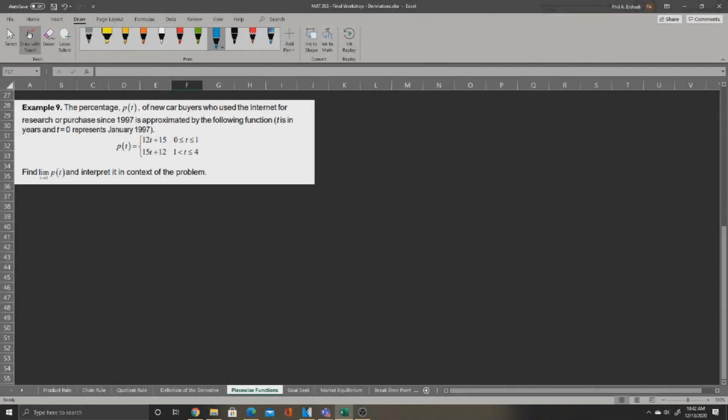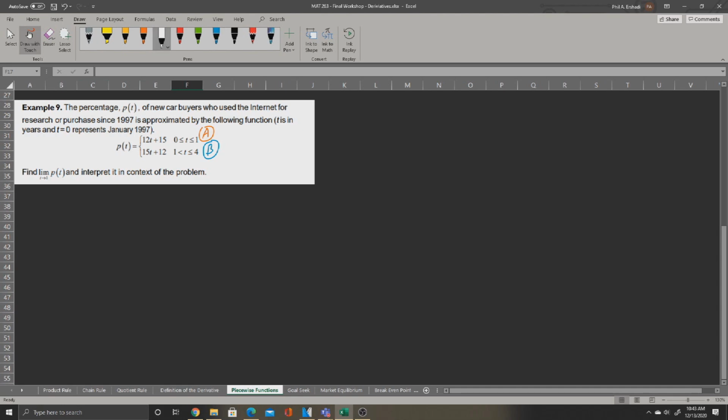Here's another type of question where they say the percentage of new car buyers who used the internet for research or purchase since 1997 is approximated by the following function, where t is in years and t equals 0 is January 1997. They've given us another function A and function B. And they want you to find the limit as t goes to 1.